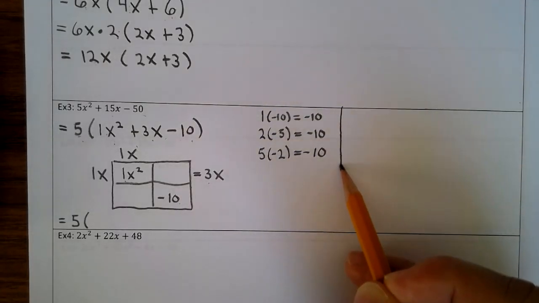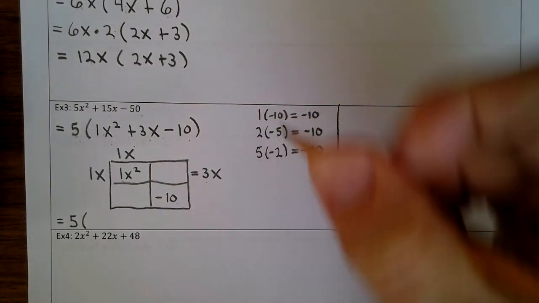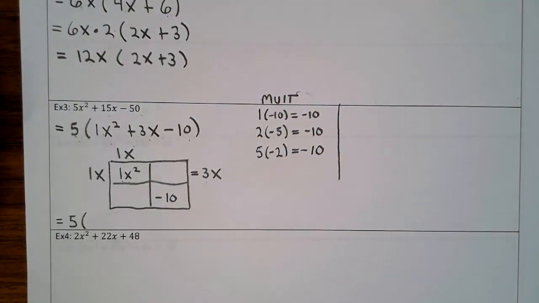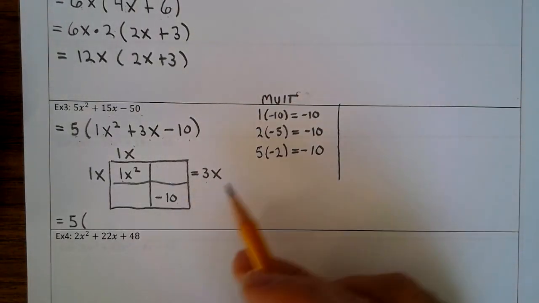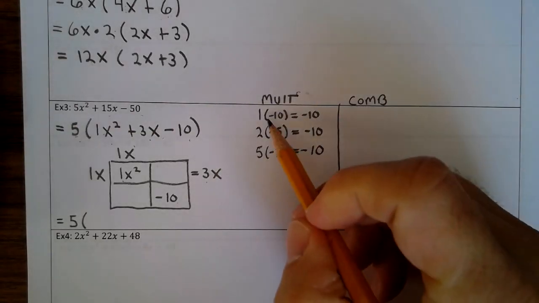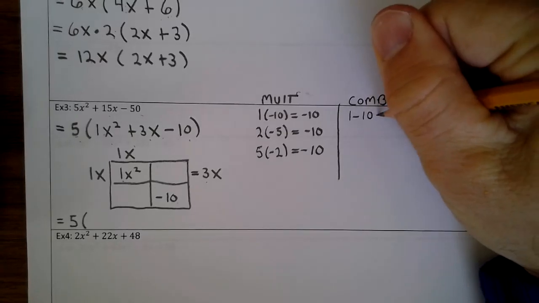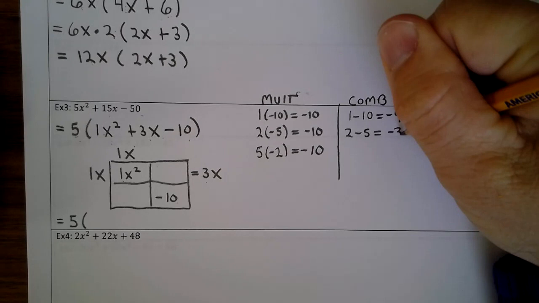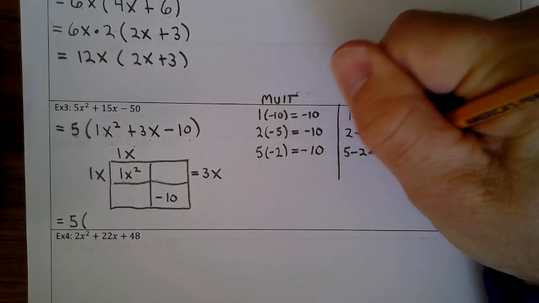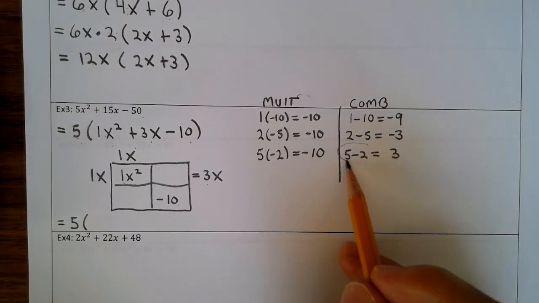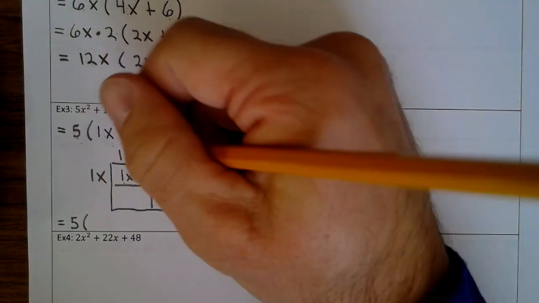So now we multiplied to find negative 10. Now we need to combine to find positive 3. So 1 minus 10 is negative 9. 2 minus 5 is negative 3. 5 minus 2 is a positive 3. So that means this combination right here works. So our answers are x plus 5 and x minus 2.